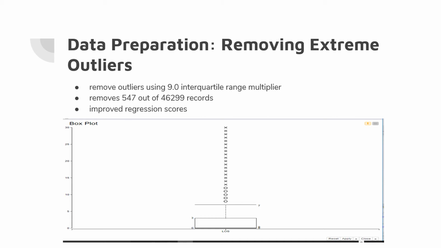And when we visualized the LOS, we had an inkling that it might be impacting the model performance, so we decided to implement this numeric outlier node, and we went through several iterations of tinkering with the interquartile range multiplier until we got to a point where it improved our regression model scores while also keeping as many records as we possibly could. So ultimately, we applied a 9.0 interquartile range multiplier, and we removed 547 out of 46,299 records.